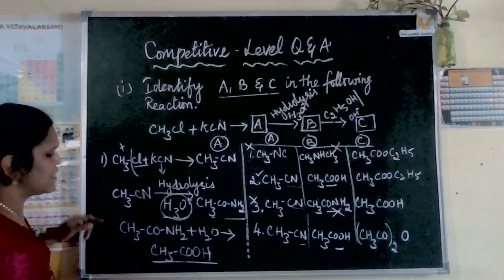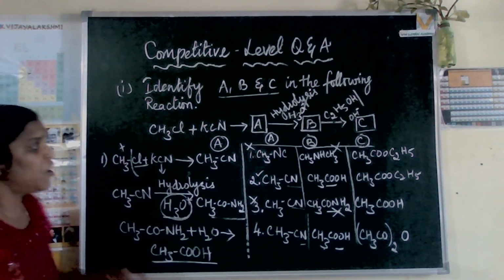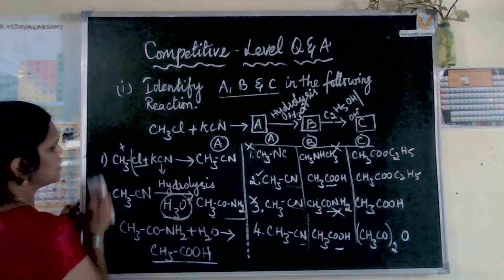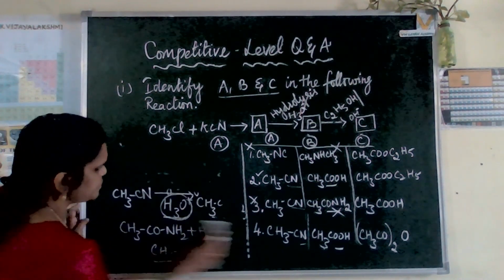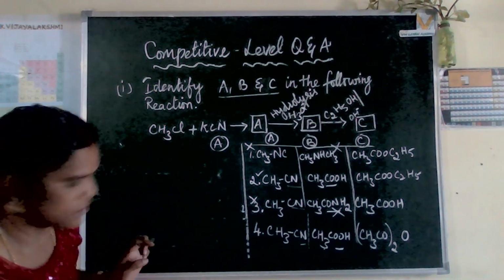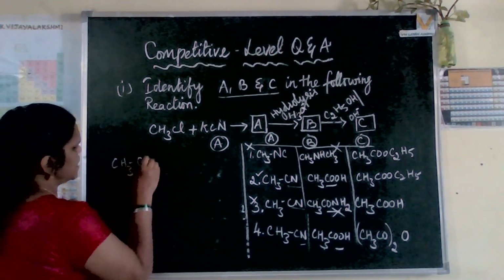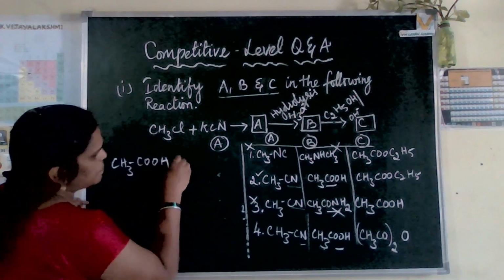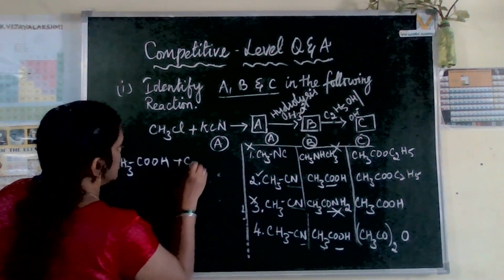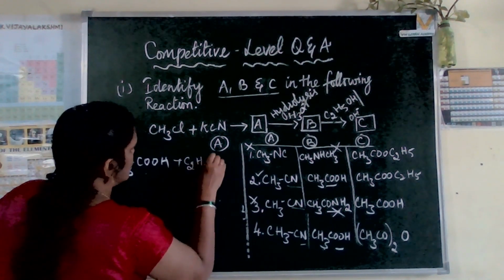Okay, let us go for one more reaction. Is it clear? Third one, acetic acid, you got it. That is option B. So in that, CH3COOH plus C2H5OH.